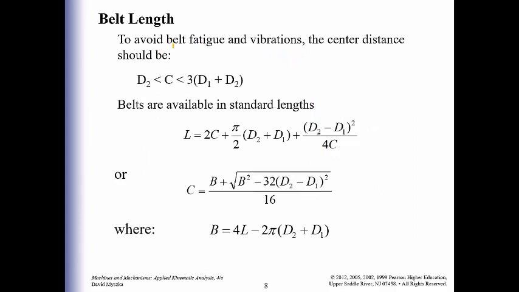All right, to avoid belt fatigue and vibrations, the center distance between the two pulleys of your belt system should be between, on the lower end, the pitch diameter of the driven pulley, and on the upper end, 3 times the summation of the two pitch diameters. So that's where we would consider the sweet spot for the center distance between your pulleys.